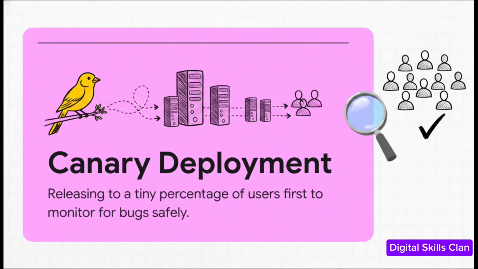And for the absolute ultimate safety net, we have canary deployments, named after those birds coal miners used to carry down to detect danger. Here, you send just a tiny fraction, maybe 1% of your live traffic to the new version. You watch them closely. If the code breaks, well, only 1% are affected. If it's safe, you dial it up to 10%, then 50%, and eventually a full rollout. This is exactly how massive companies like Meta push updates safely.